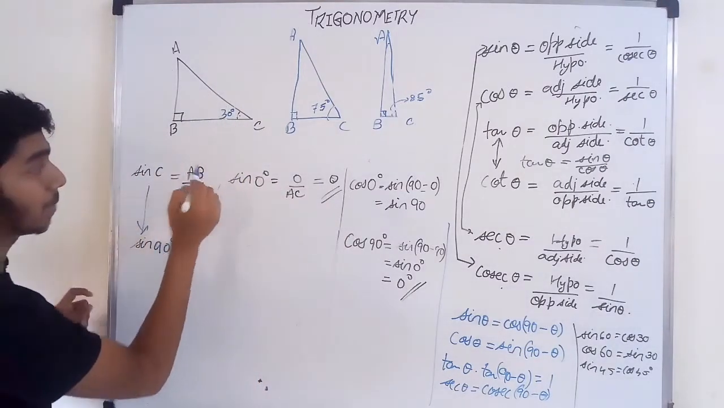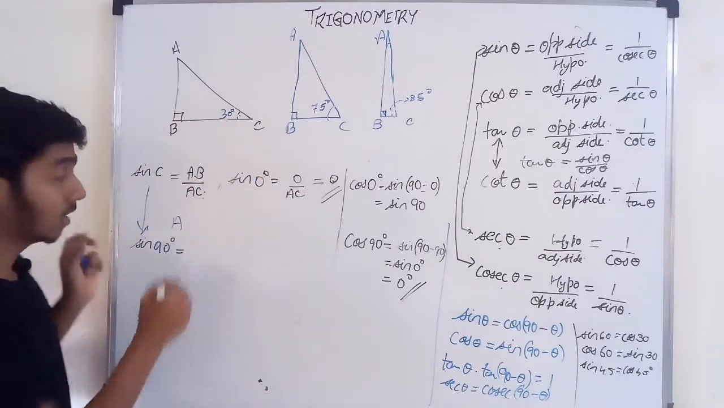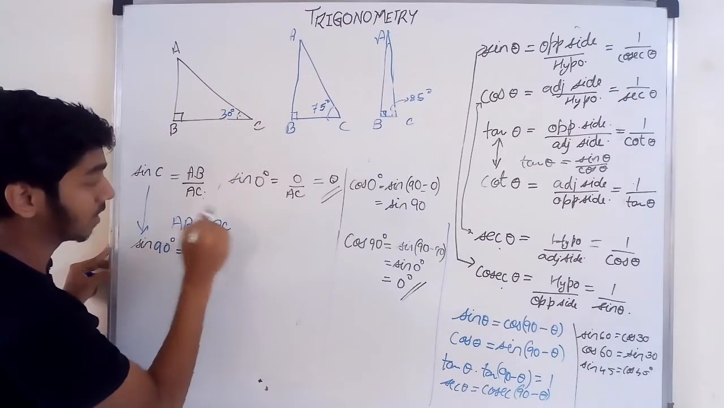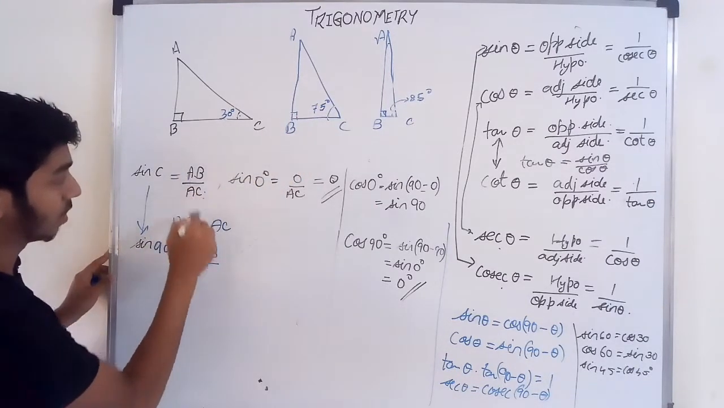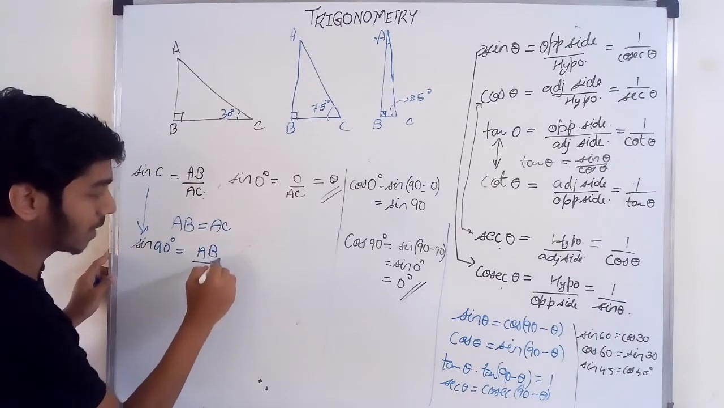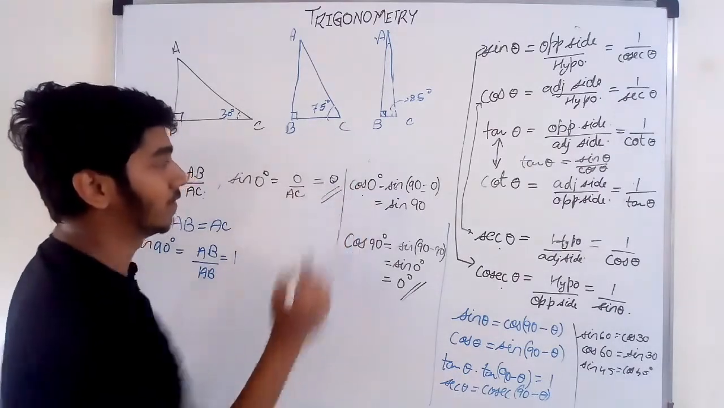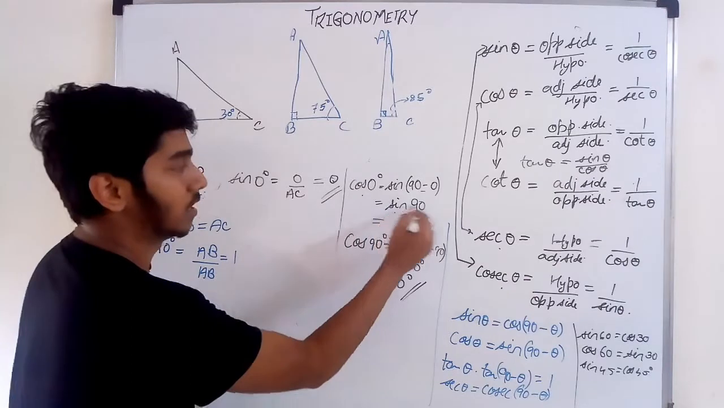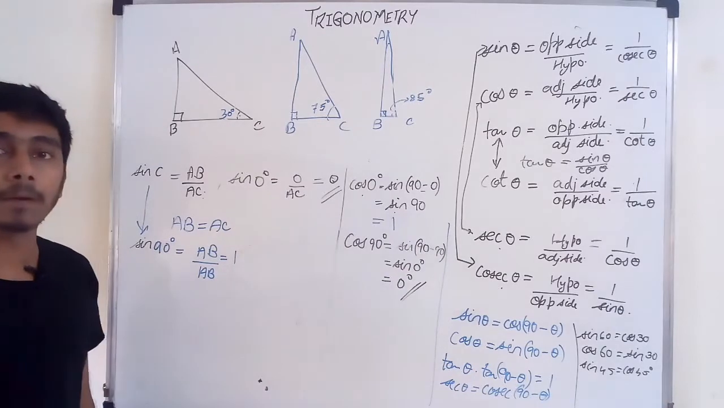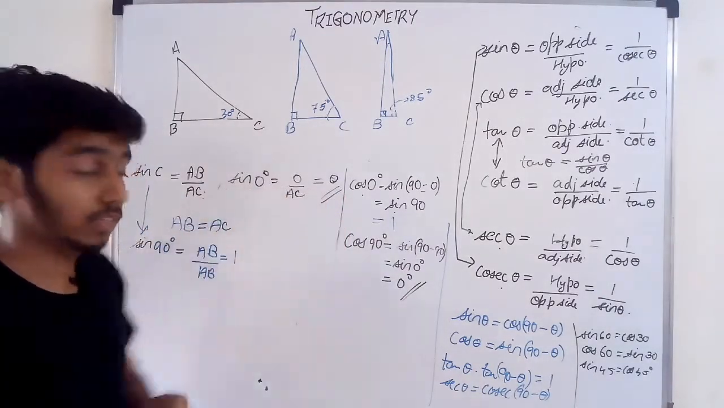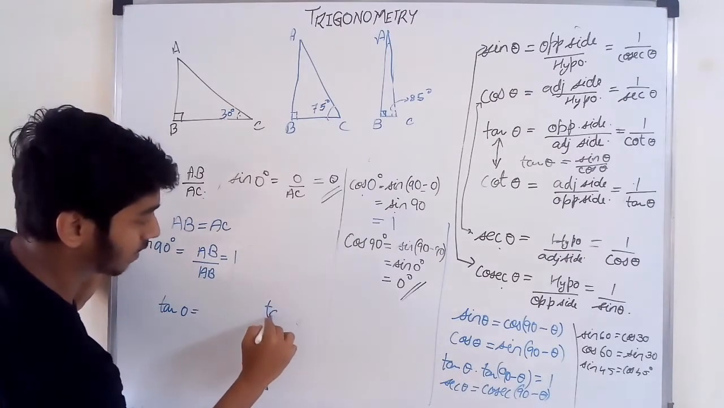Therefore we can say that AB upon AC, when angle C becomes 90 degrees, AB is the same as AC. So instead of AC we put AB. AB upon AB is 1, cancelled both. So sin 90 is 1. Same way we can find cos 0, which equals sin 90. And sin 90 is what? 1, right? So cos 0 is equal to sin 90, that is 1.